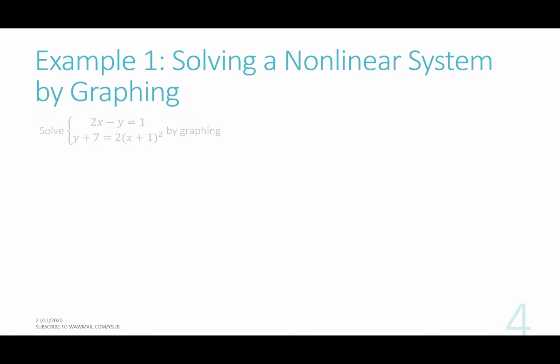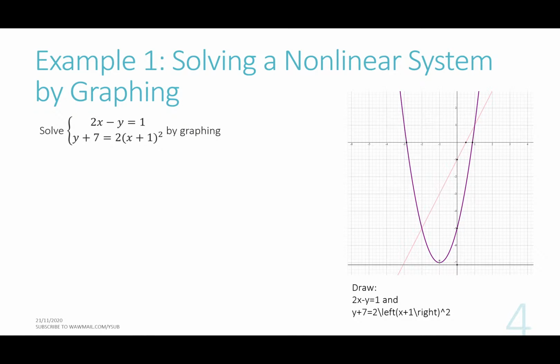We can work it out together. 2x minus y equals 1 and y plus 7 equals 2 times (x plus 1) squared. If we go to the website, which I just opened, I hope you can see it with me over here, we can write the equation 2x minus y equals 1, and the other one is here, which is y plus 7 equals 2 times (x plus 1) squared. It's over here.